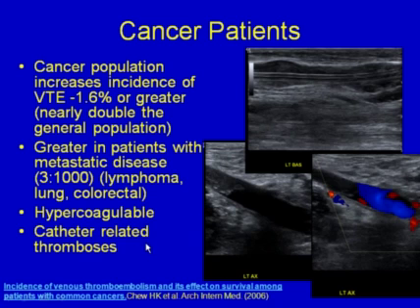Cancer patients are a special high-risk population because the incidence of venous thromboembolic disease is as much as double the general population, and it even increases in patients with metastatic disease, especially in patients who are high risk, including patients with GI malignancies. Sometimes it's because these patients are hypercoagulable, and then often it's because patients have catheters which incite thromboembolic disease on the catheter. Here you can see a patient with a catheter in place, and you can see the clot forming along the margins of the catheter, and then this extends into the axillary vein.